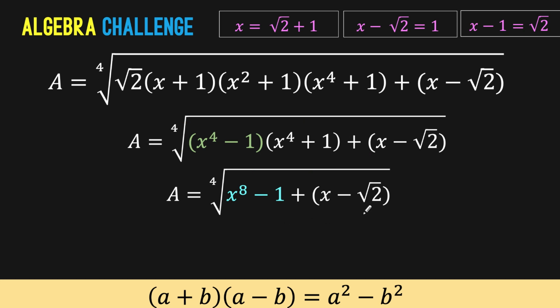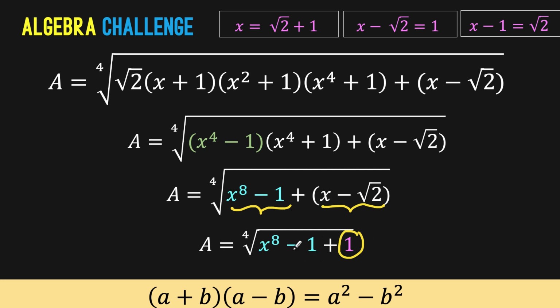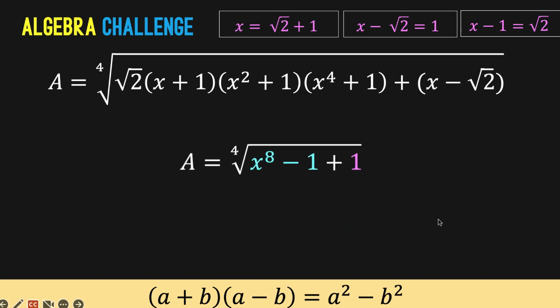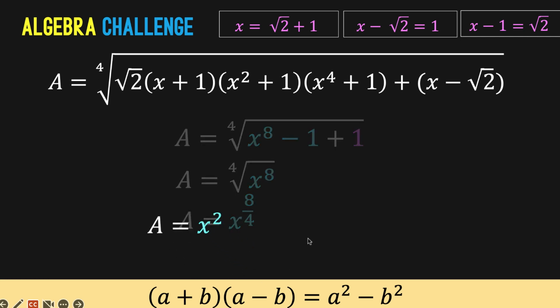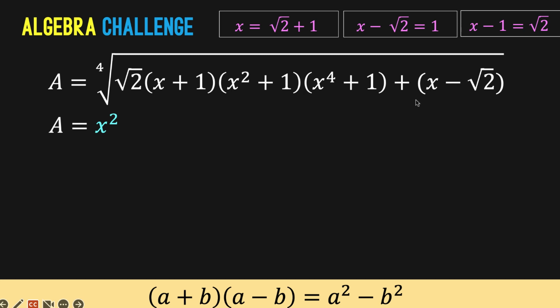Notice again that this part here, x minus square root of 2, is this value here, which is equal to 1. So we can replace this with 1. This part here is now this part, and we just copy x to the 8 minus 1, all of them under the fourth root. The negative 1 plus 1 is equal to 0. So what's left is a is equal to the fourth root of x to the 8th. And we can write this in exponential form. So a is equal to x to the 8 over 4, which is equal to x squared. So we now know that the value of this radical expression is x squared.